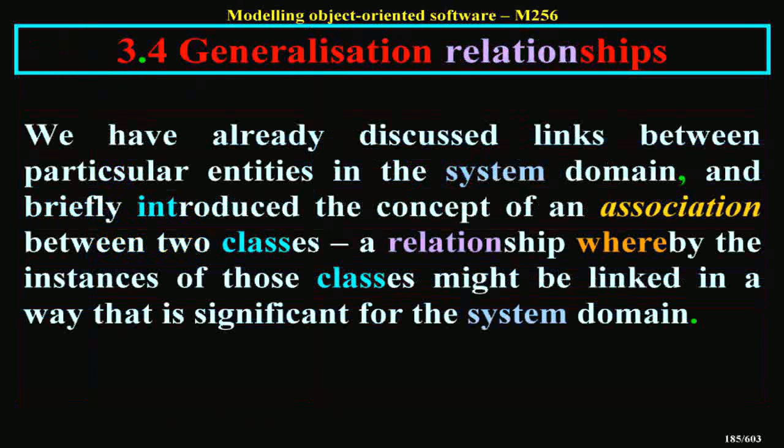3.4. Generalization relationships. We have already discussed links between particular entities in the system domain, and briefly introduced the concept of an association between two classes, a relationship whereby the instances of those classes might be linked in a way that is significant for the system domain.